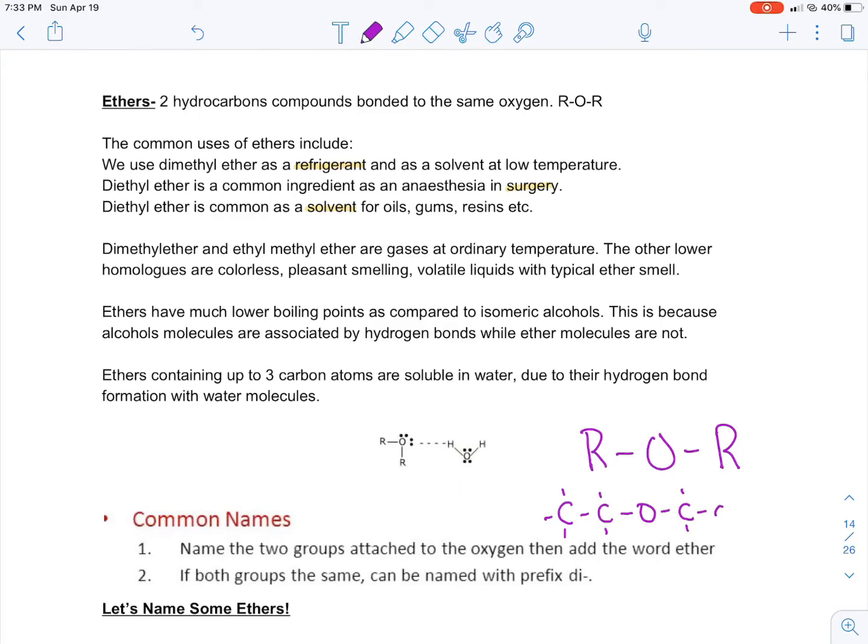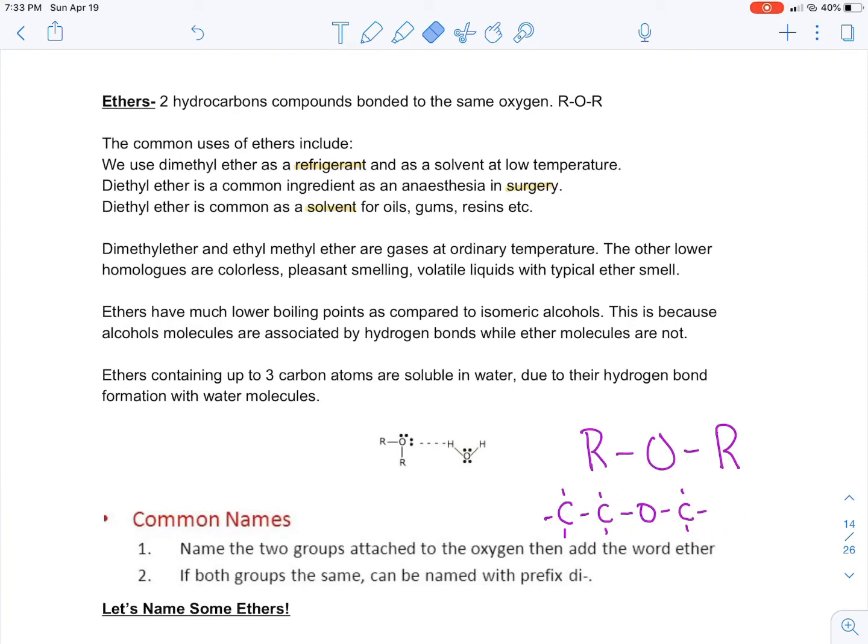And then I'm going to do the same on the other side. I'm going to have 2 of them, right? And then there's 2 ethyls, right? That's diethyl ether. Diethyl, there's 2 ethyls, right?